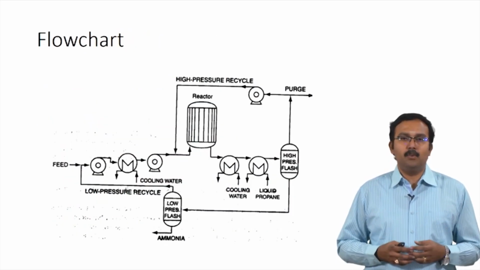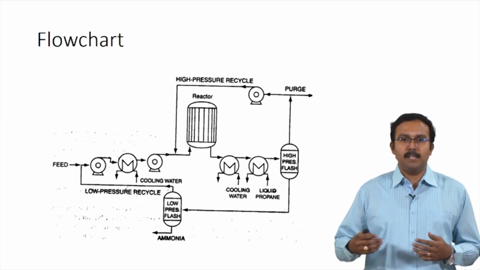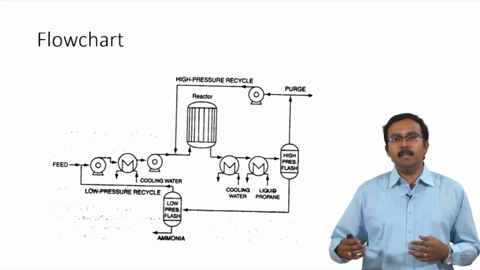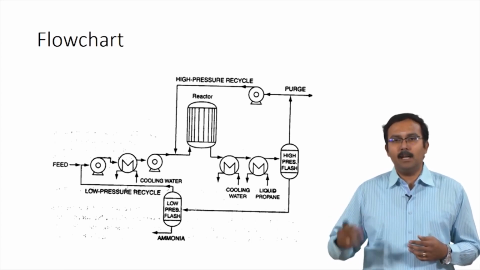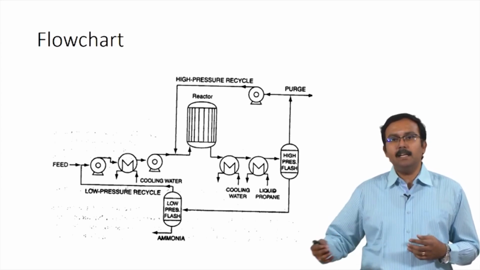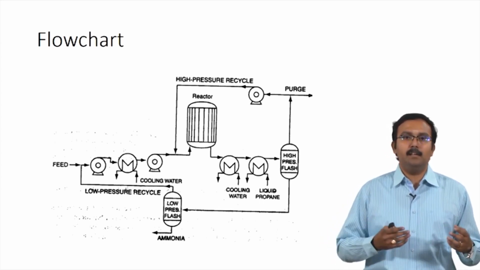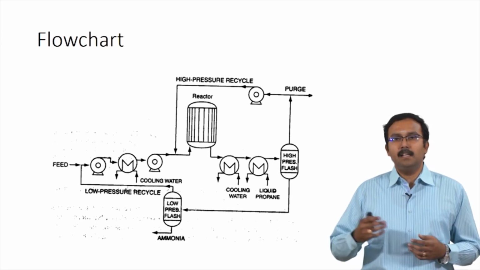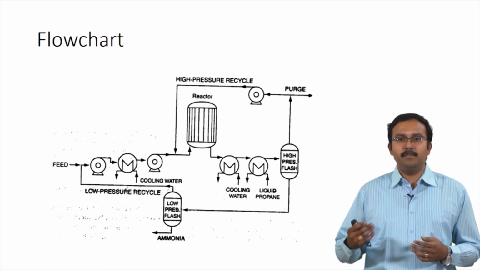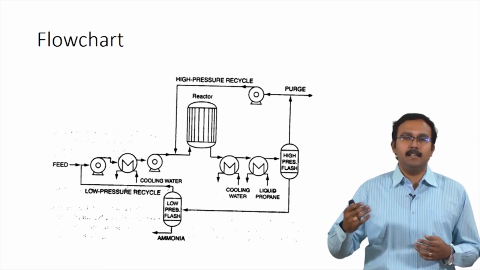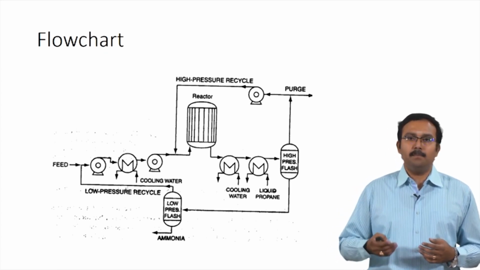So this is a flow chart. What you see here is feed entering, getting mixed with a low pressure recycle, then getting pumped to enter into a heat exchanger, then again getting pumped to be mixed with a high pressure recycle, and the mixture entering into a reactor, and the product of the reactor comes and is cooled by two different heat exchangers. The exit of the heat exchanger enters into a high pressure flash, and the products of this high pressure flash either get recycled or purged, and the recycle stream is pumped to form the high pressure recycle.